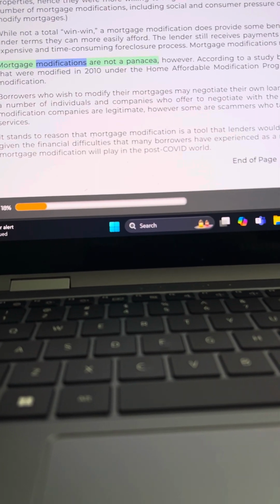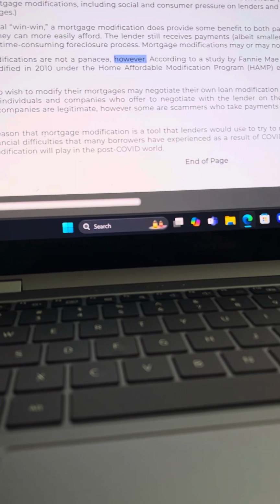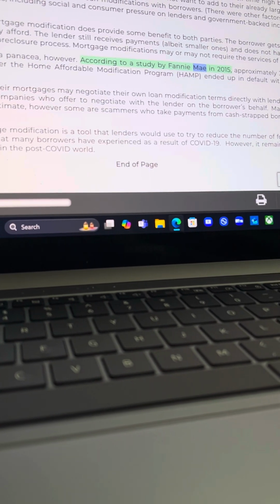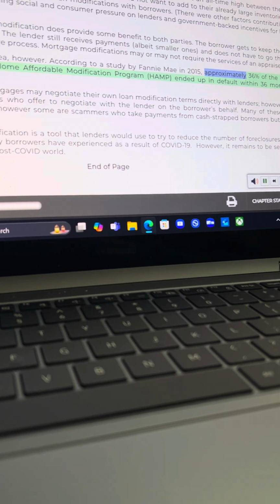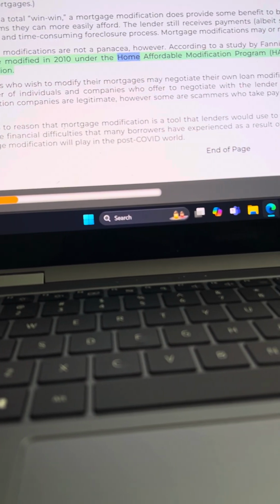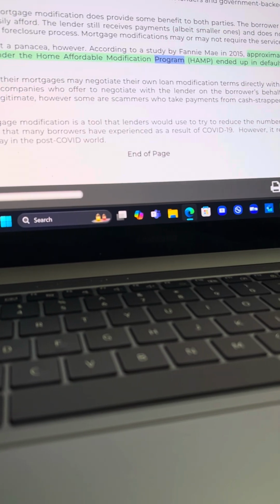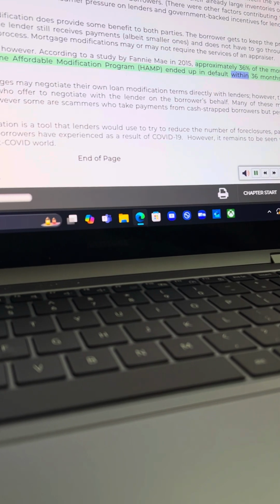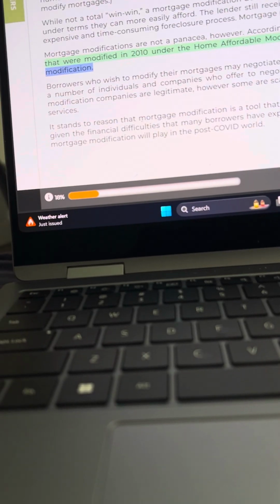Mortgage modifications are not a panacea, however. According to a study by Fannie Mae in 2015, approximately 36% of the mortgages that were modified in 2010 under the Home Affordable Modification Program, HAMP, ended up in default within 36 months of the modification.